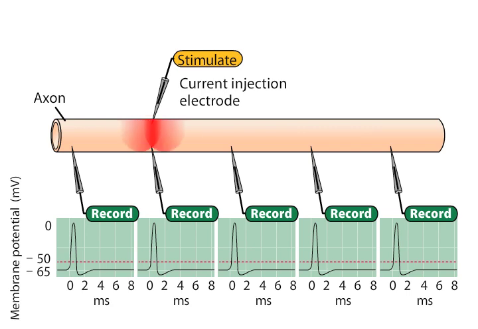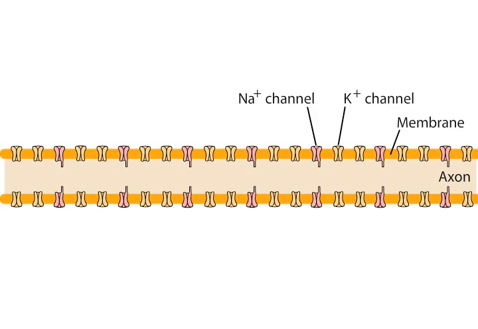Note that the amplitude of the action potential is constant along the length of the axon. This all or none behavior indicates that more than simple passive flow of current must be involved in action potential propagation. The mechanism of action potential propagation is easy to grasp once one understands how action potentials are generated and how current passively flows along an axon.